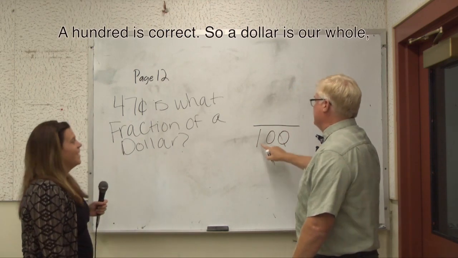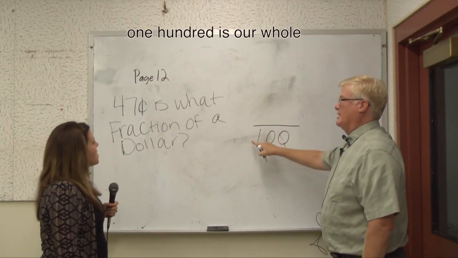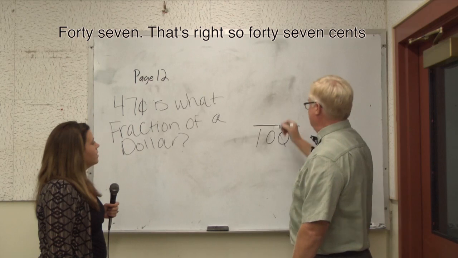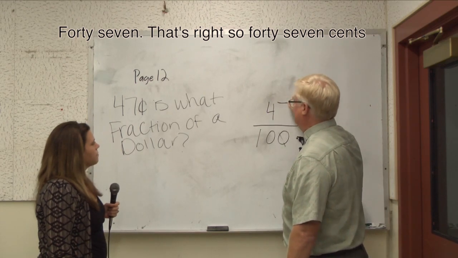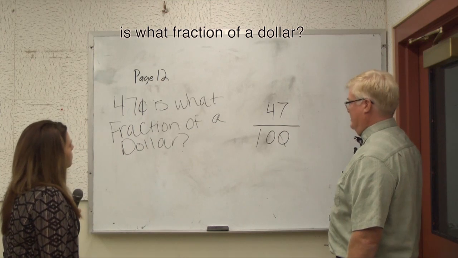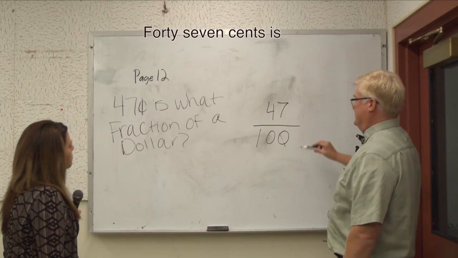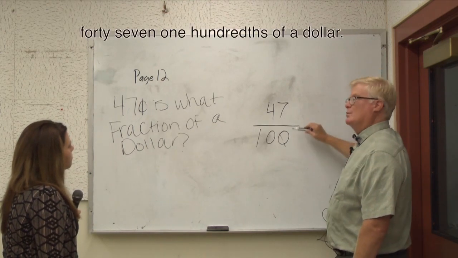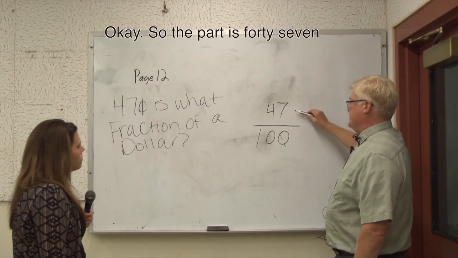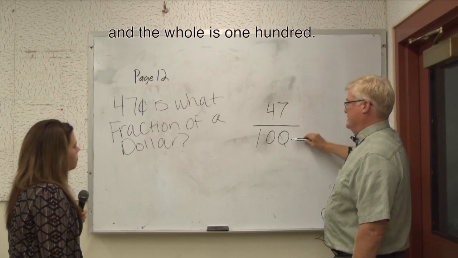So, a dollar is our whole. 100 is our whole. And how many parts do we have in the question? 47. That's right. So, 47 cents is what fraction of a dollar? 47 cents is 47 100ths of a dollar. Okay. So the part is 47 and the whole is 100.